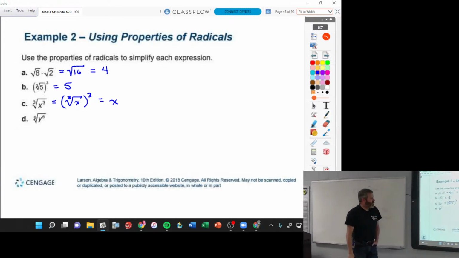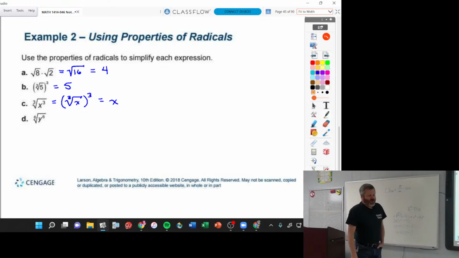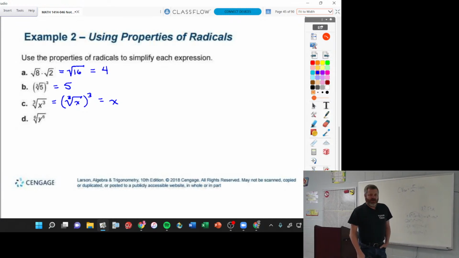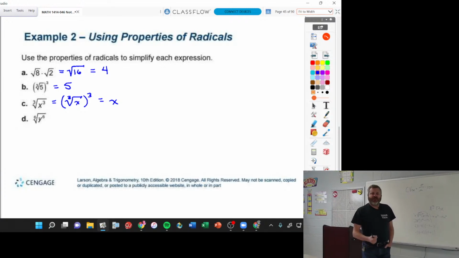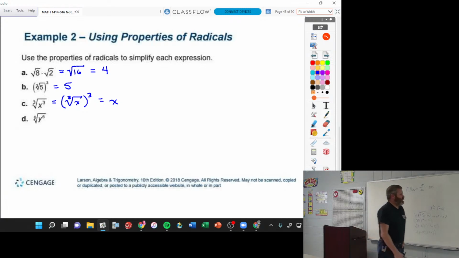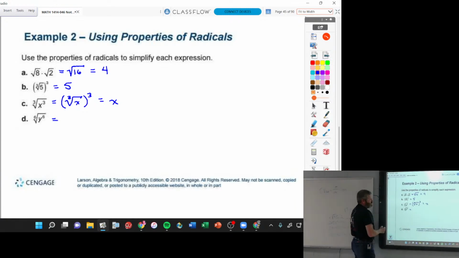Part D is a little different. When you're dealing with even powers and even indices, remember you cannot take the square root of a negative number. For part D, you cannot take the sixth root of a negative number. So in this case, even powers and even indices.